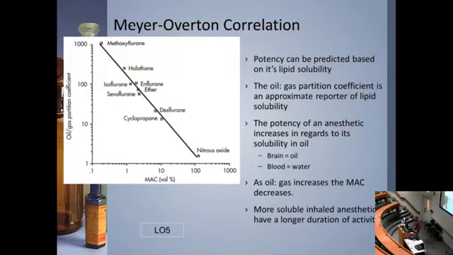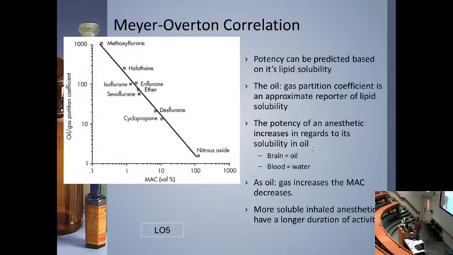So one of the other things that these two researchers came up with is that the potency of these anesthetics can be predicted based on the drug's lipid solubility. What they did is they looked at all these different drugs and compared the MAC to the oil-gas partition coefficient, which is an approximate or surrogate reporter of lipid solubility. Okay? So anesthetics have a unique pharmacokinetic approach, because you're looking at the drug going from the alveolar lung compartment to the blood to the brain.